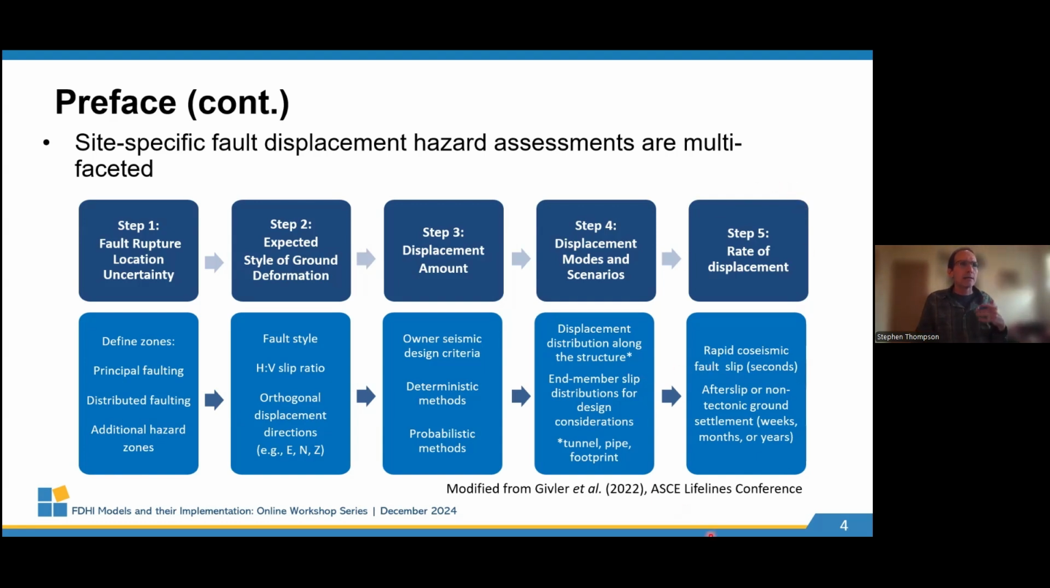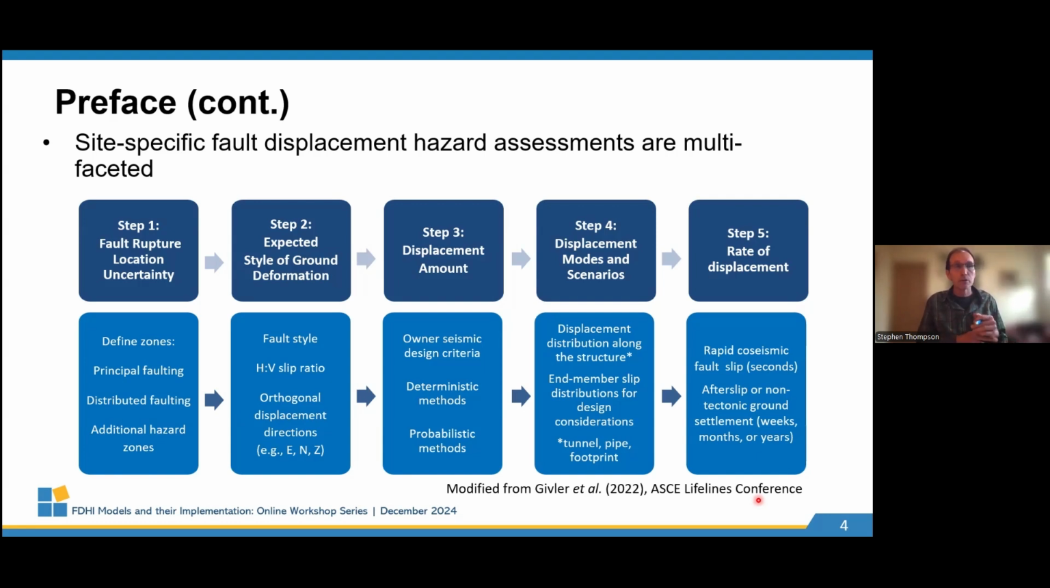And then last, sometimes, not always, but the rate of displacement comes into play. On Monday, there was a question about afterslip. Typically in these projects, if we're working on faults where we think afterslip is an important component, we will document how that works in relation to rapid coseismic slip.